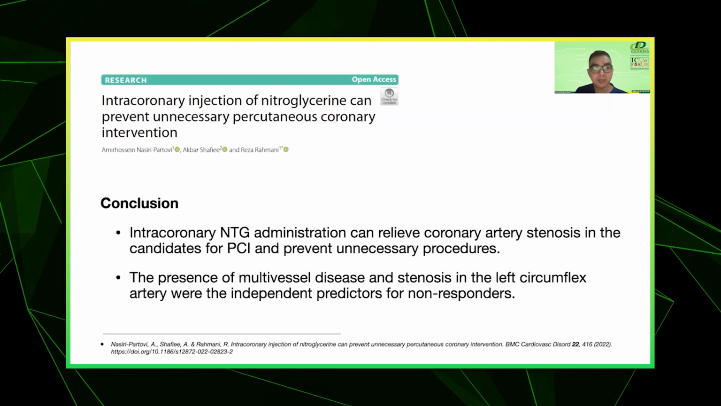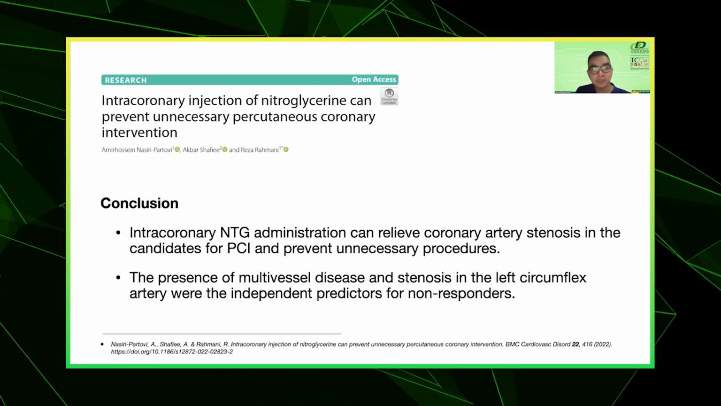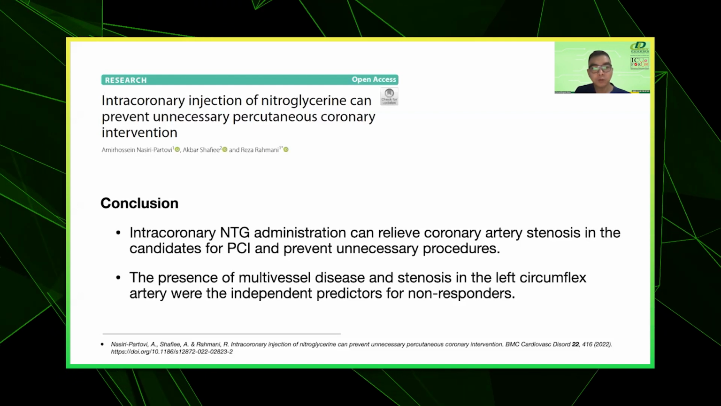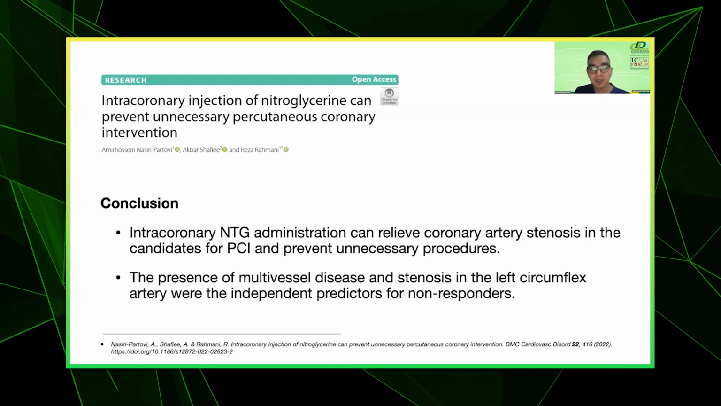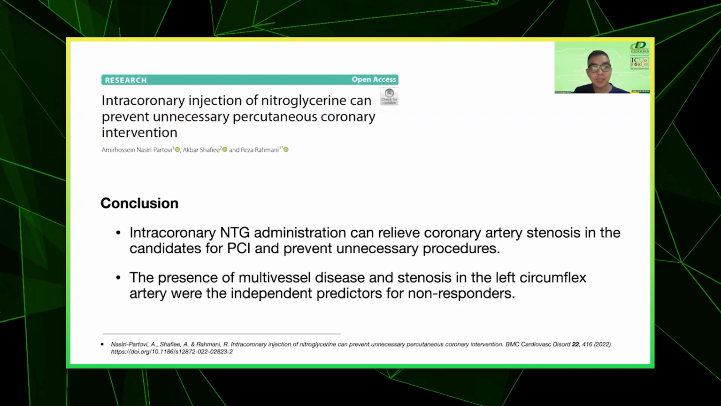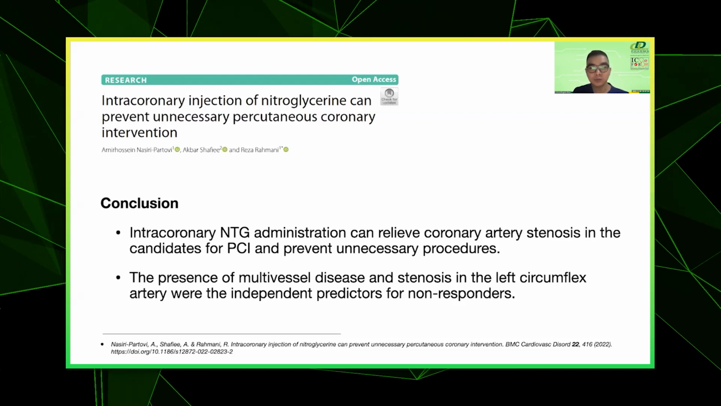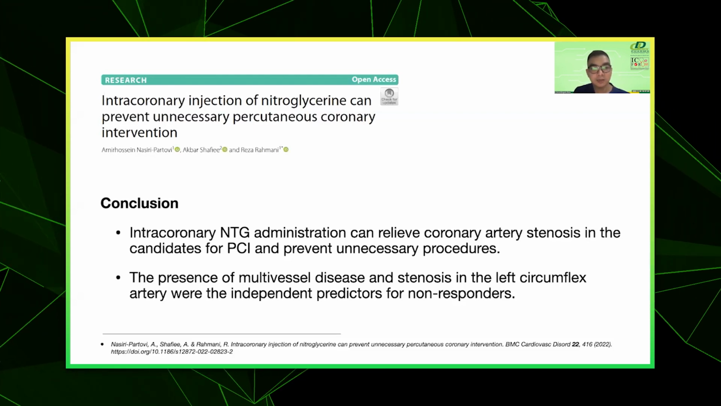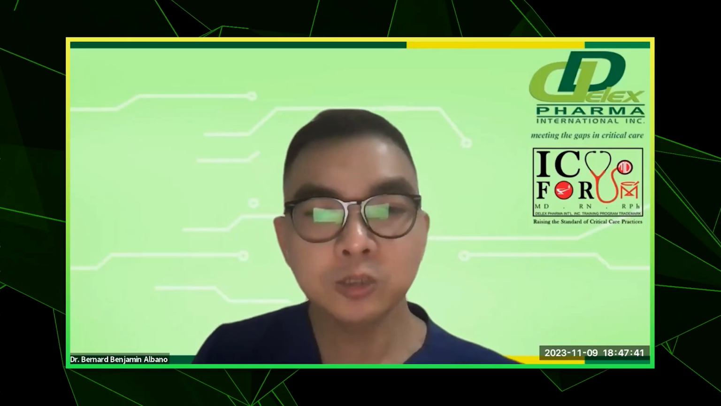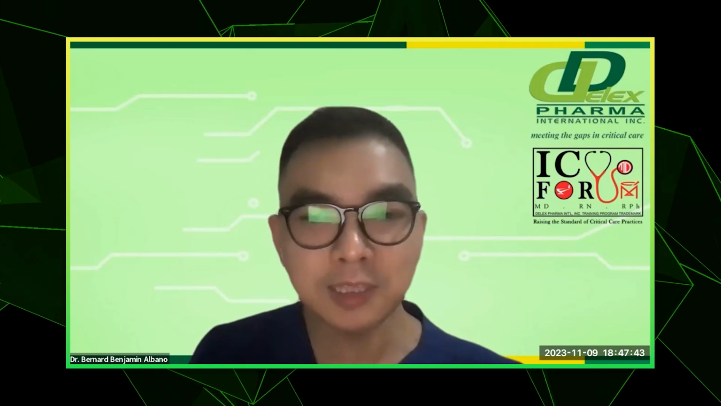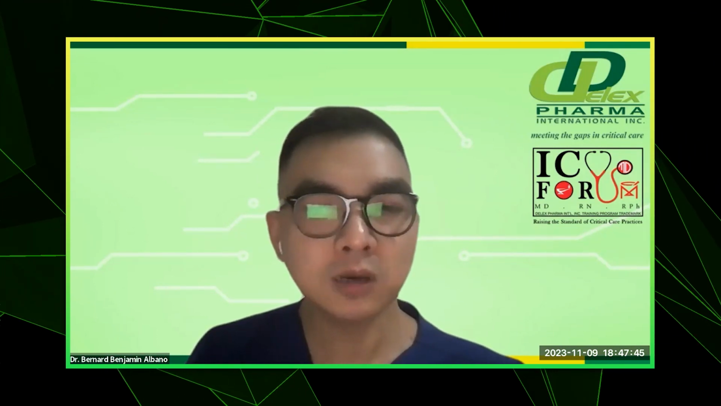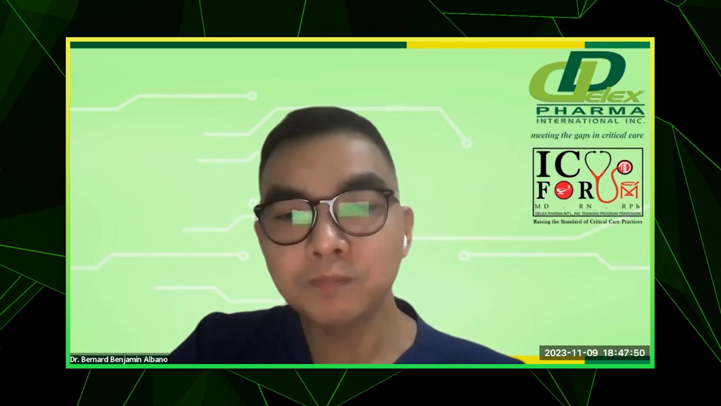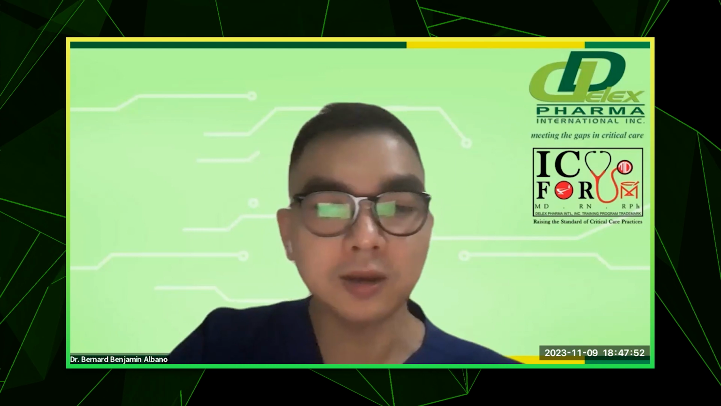And they concluded that intracoronary NTG administration can relieve coronary artery stenosis in candidates for PCI and prevent unnecessary PCI or stent placement. And the presence of multivessel disease and stenosis in the left circumflex artery, as well as LAD, as presented earlier, were the independent predictors of non-responders. So meaning if the patient has multivessel CAD and stenosis in the left circumflex or LAD, more likely that these are fixed obstruction and not coronary artery spasm.